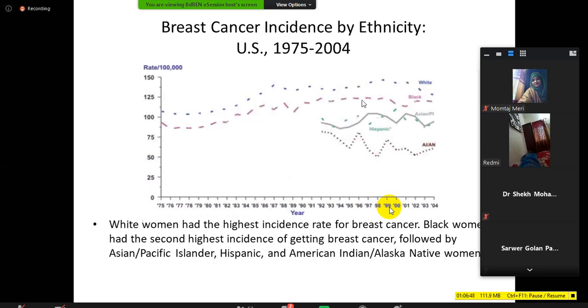I'm showing a slide, very interesting. You can see here in the slide there are 4 graphics regarding incidence rate of breast cancer. Okay, incidence rate of breast cancer. So here, you can see that there are 4 ethnic groups.